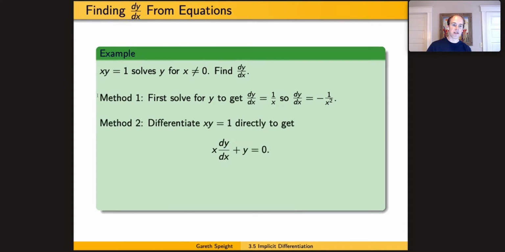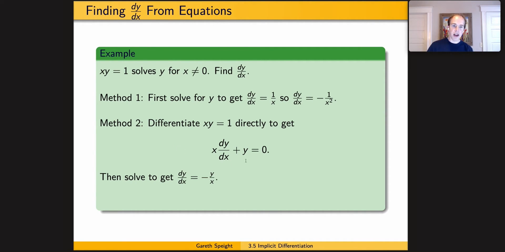Another method would be to instead differentiate both sides of this equation. So we would fix the x and differentiate the y. That would give us x dy over dx. And then we would fix the y and differentiate the x. That would give us y. And then we differentiate the right side, which is 1, we get 0. So if we differentiate both sides of this with respect to x and use the product rule, we get the equation x dy over dx plus y equals 0. And then we solve this equation for dy over dx. So we get dy over dx equals minus y divided by x.